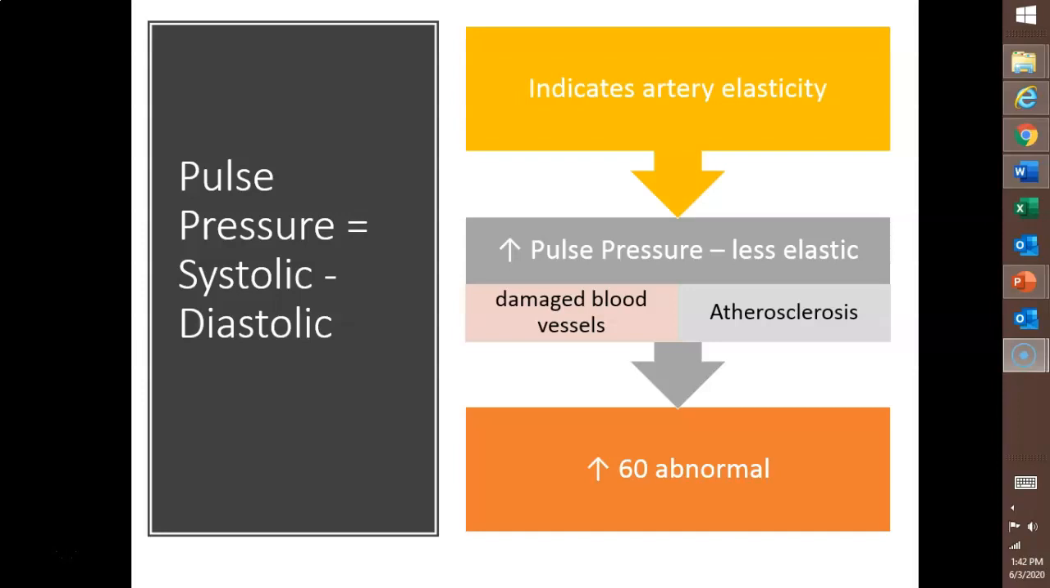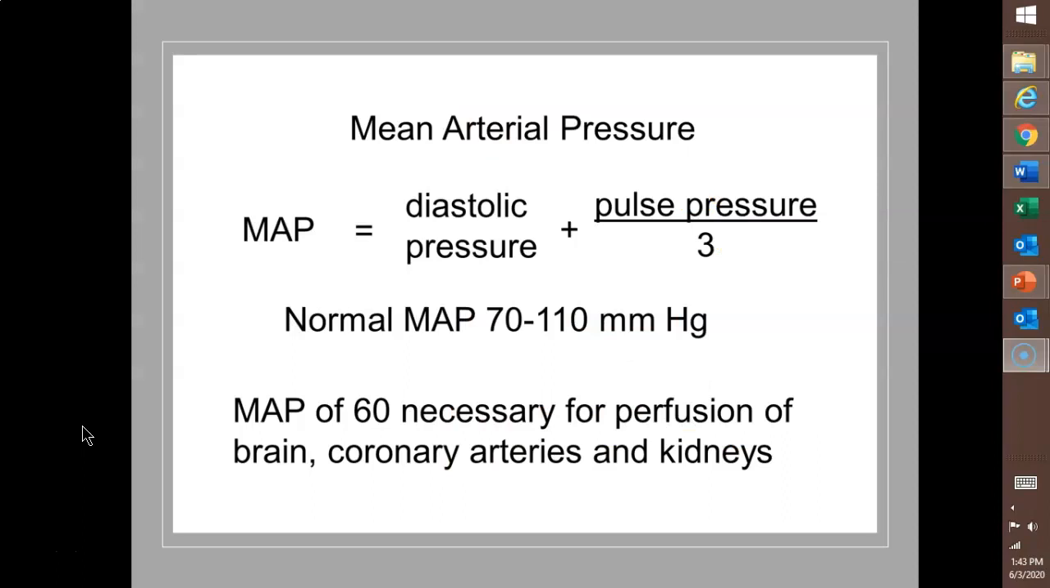So when you have an increased pulse pressure, that can indicate that the arteries have been damaged, or that you have atherosclerosis, a hardening of the arteries, where you have less elasticity and less ability to expand and contract. Anything over 60 is considered abnormal and can be used as an indicator to show that you may have some type of circulatory damage. And then our final assessment associated with cardiac function that we want to look at is the mean arterial pressure, or MAP.